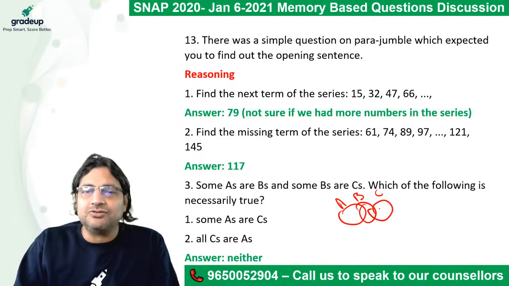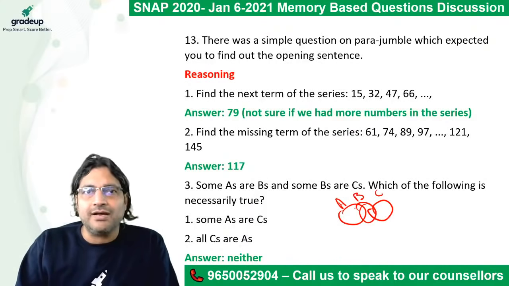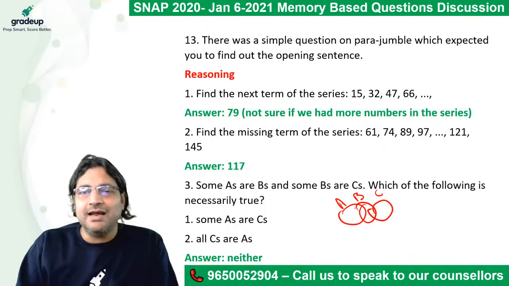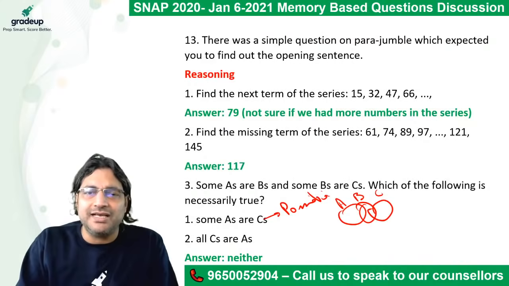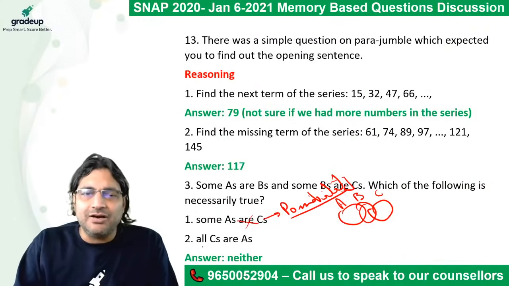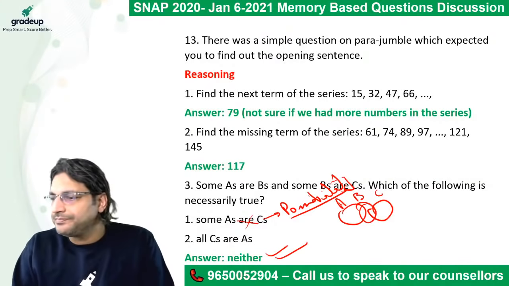You can get a figure like this. So this is not at all necessary that some A's are C's. Quite possible that A and C are disjoint sets. This is just a possibility. This is not necessarily true. Similarly, all C's are A's is also a possibility and is not necessarily true. So here the answer was neither.